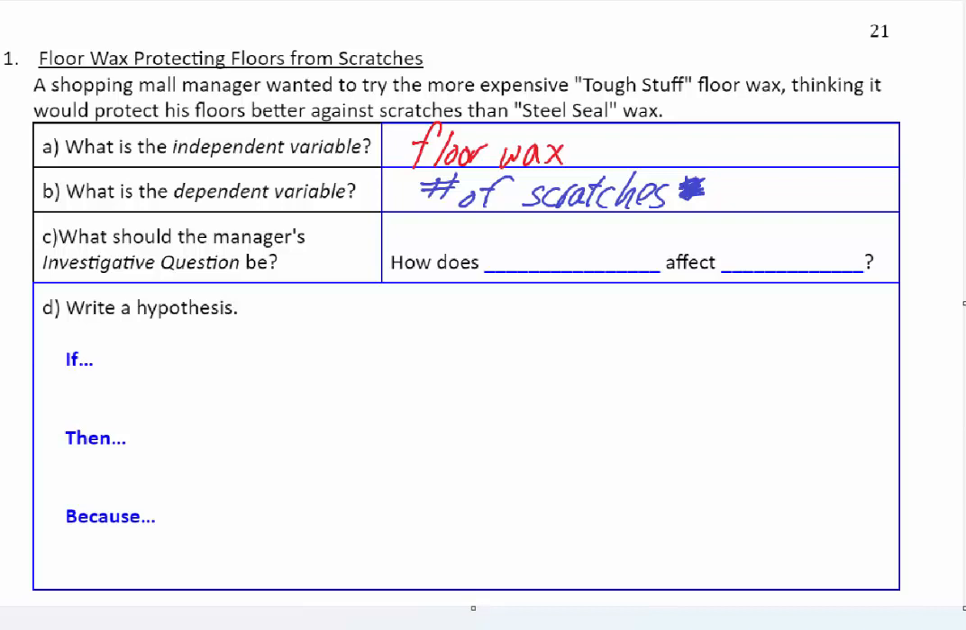So the next question is, as I fill out the investigative question, which of these goes into the first blank and which goes into the second blank? Which one always comes first in our experiments? Is it the independent variable or the dependent variable? And it is always our independent variable. Our dependent variable comes second. Oops, I forgot the word brand here.